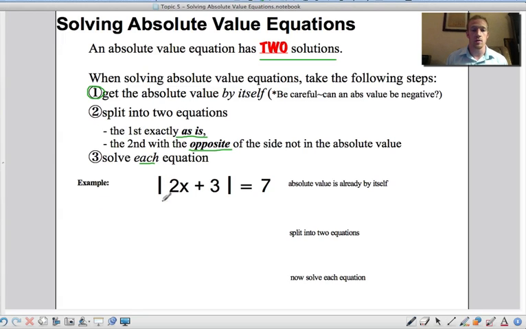Alright, so here's a little example. It's already isolated. There's absolute value and there's nothing else outside it on this side. So I make 2 equations. 1 stays exactly as is. 2x plus 3 equals 7.